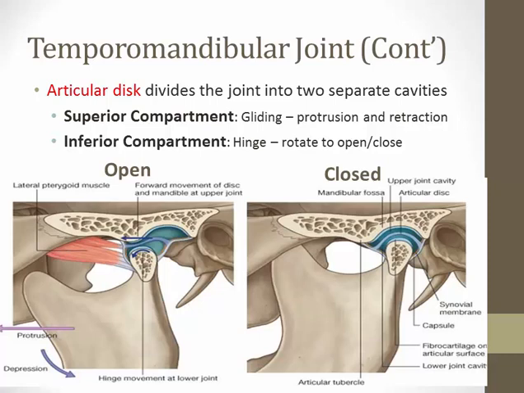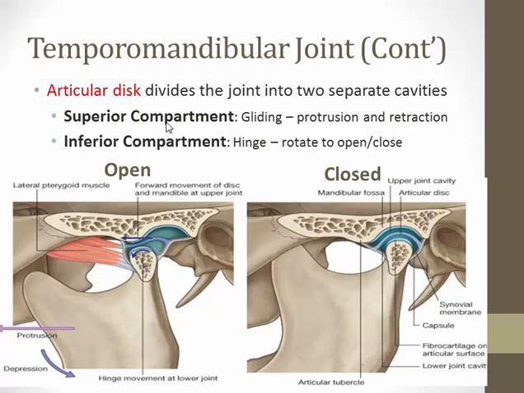What you have inside of this joint is this nice articular disc, a small piece of cartilage sitting in the middle. This disc separates the joint into a superior compartment here, as well as an inferior compartment here. So virtually, you have two different joints: one between the temporal bone and this disc, and a second joint between this disc and the mandible.